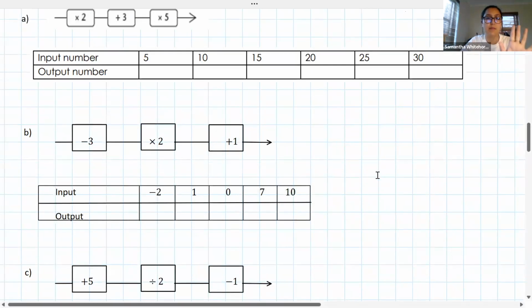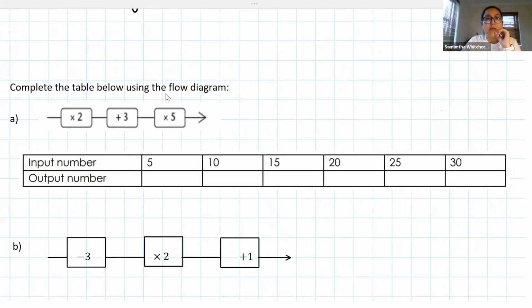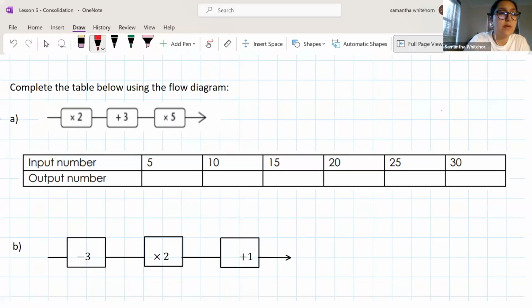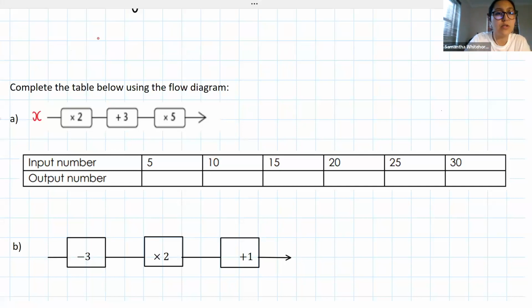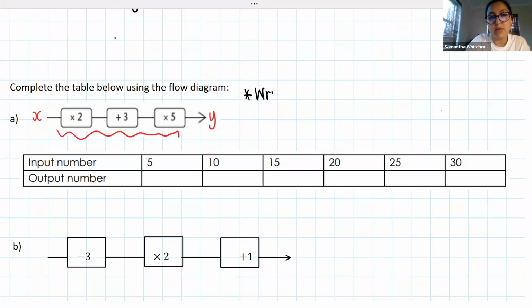Okay, right, let's look at A first to start off with though. So we want to complete the table using the flow diagram. Now guys, this is straightforward, right? What we know a flow diagram does for us is we have our input value X, we do all of these things that we're told to do, and we get our output value. Now, what I want you to first try and do is write down the equation.